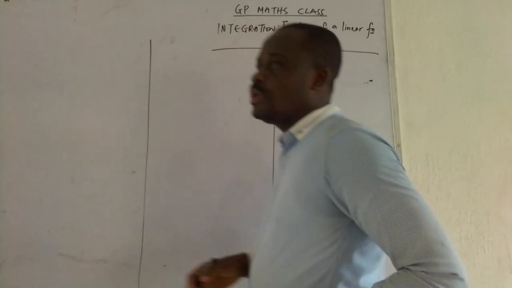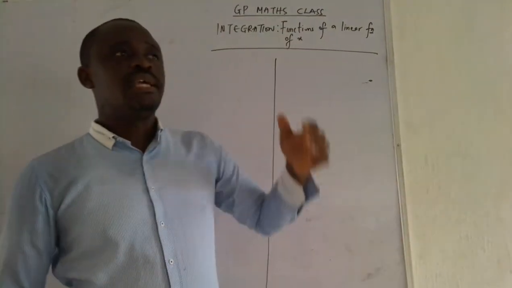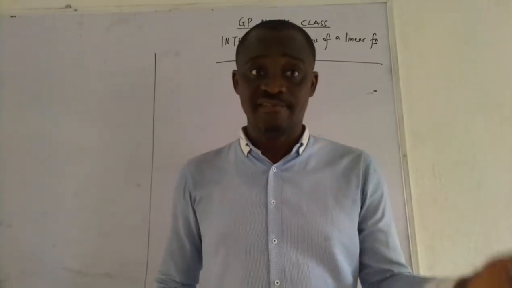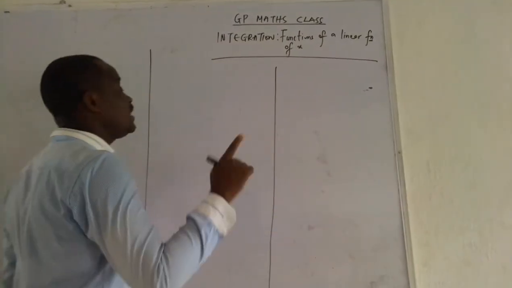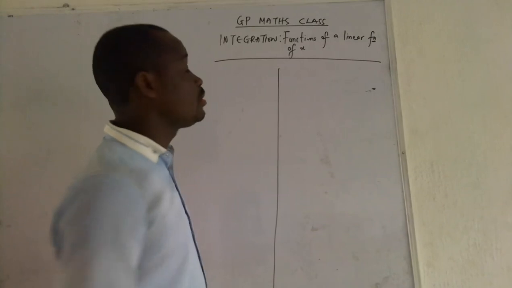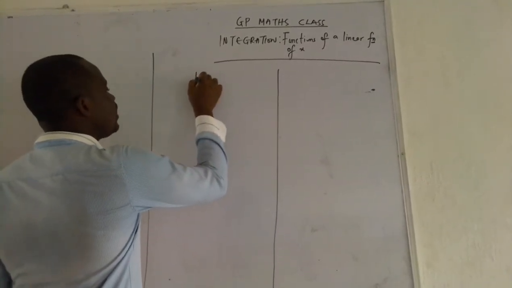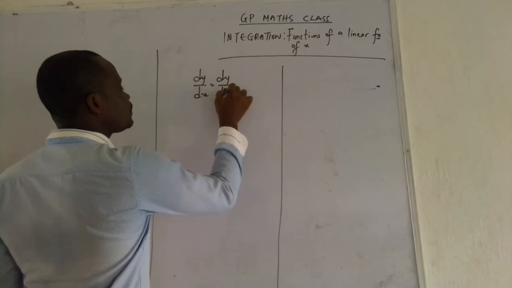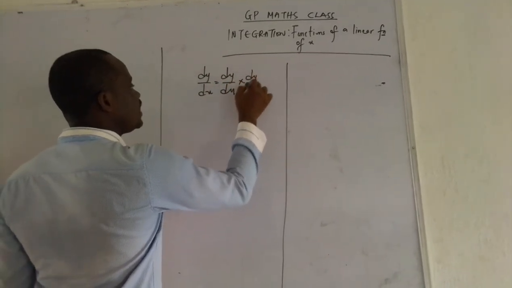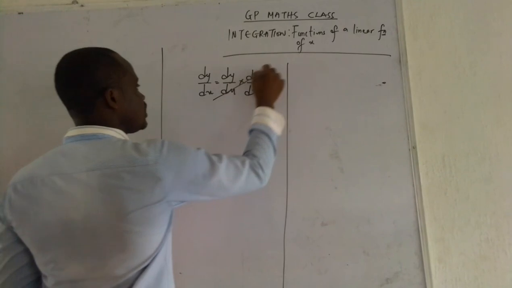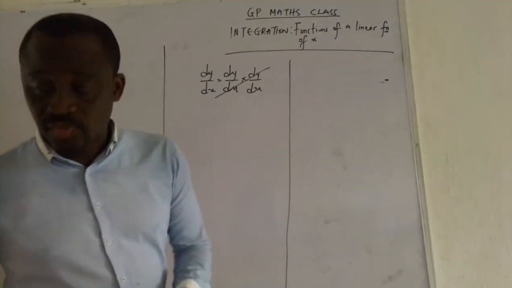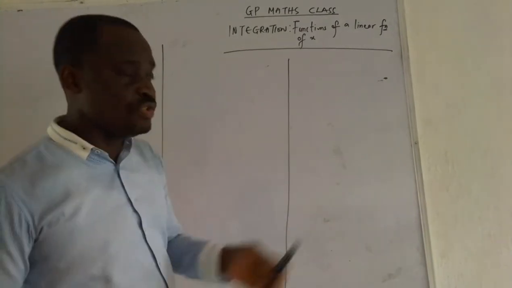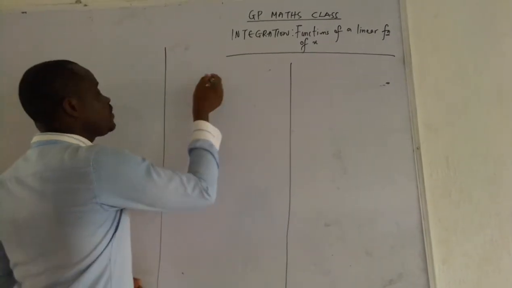Now, in differentiation, there is something called functions of a linear function of x. If you recall, that's what we popularly call the chain rule, such that your dy dx is what? dy over du times du over dx. Of course, when you cancel this out, it goes back to that topic. But for differentiation, how do you spot those questions?